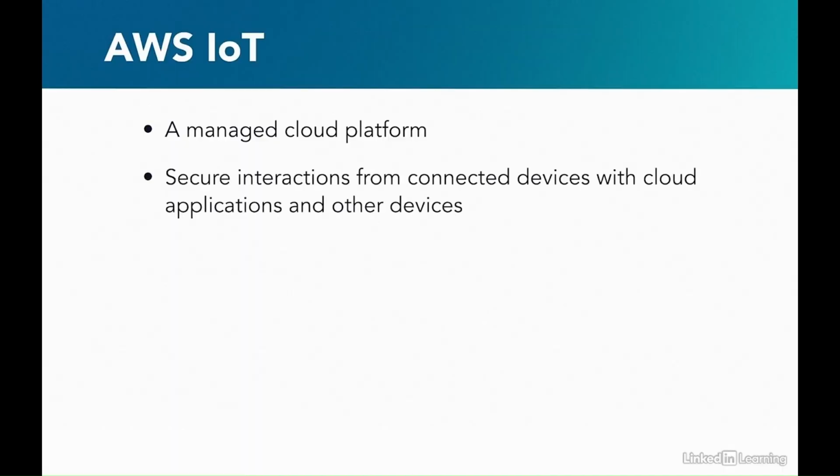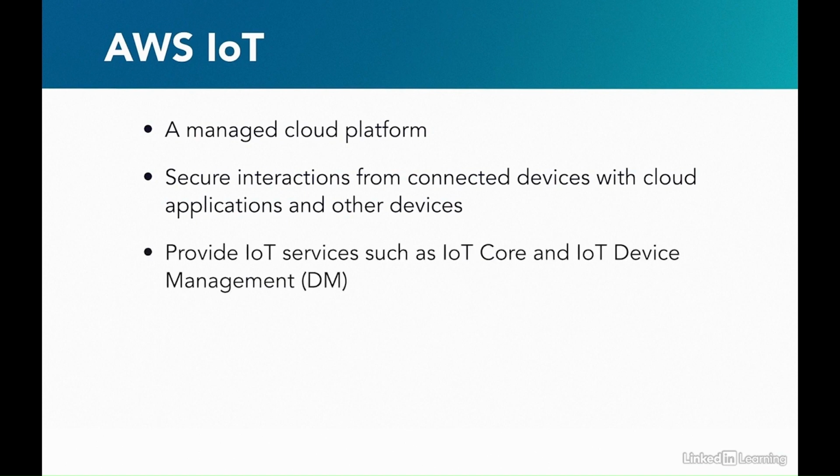AWS IoT provides secure interactions from connected devices with cloud applications and other devices. AWS IoT provides various IoT services, such as IoT Core and IoT Device Management services. AWS IoT Device Management provides a registry for IoT devices, which can be physical or logical entities, such as application instances. Now, let's start with creating an IoT device registry in AWS IoT, and then see how to manage it.